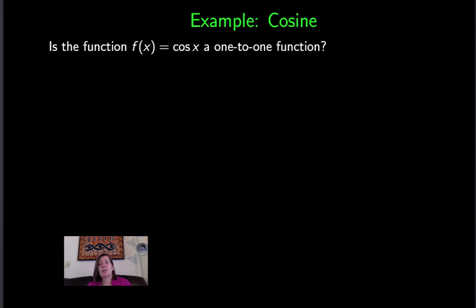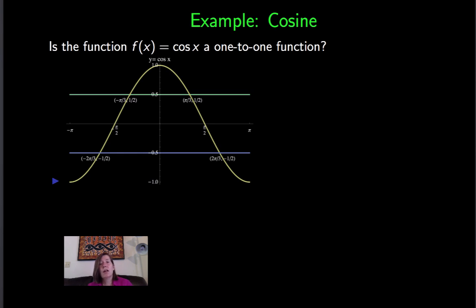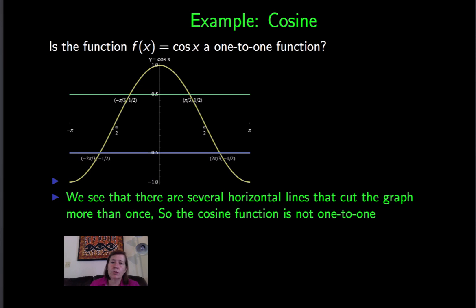Now here's a very special example. We all know that the function f of x equals cosine of x is a wave-like function, and any horizontal line y equals a, for a between -1 and 1, is going to cut the graph infinitely many times. So we can easily say that this is not a one-to-one function. Here I've drawn a portion of a wave, and we see several horizontal lines cut this graph twice. Therefore, we're absolutely sure at this point that the cosine function is not one-to-one.